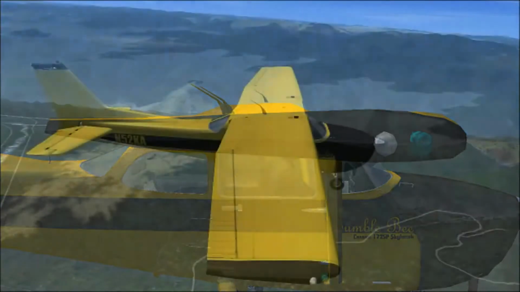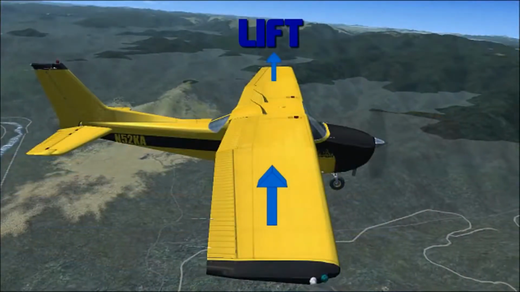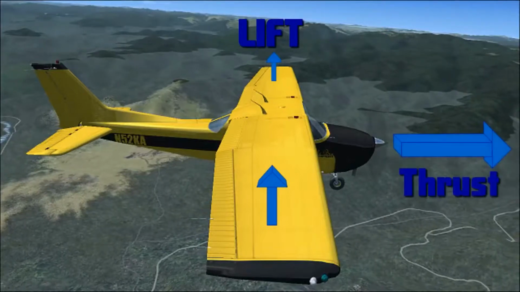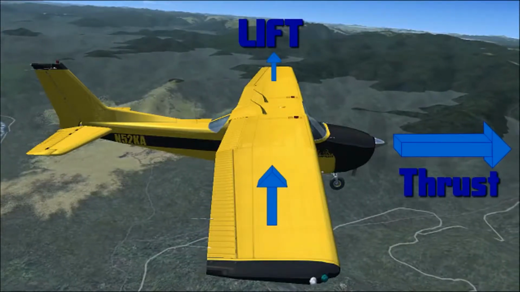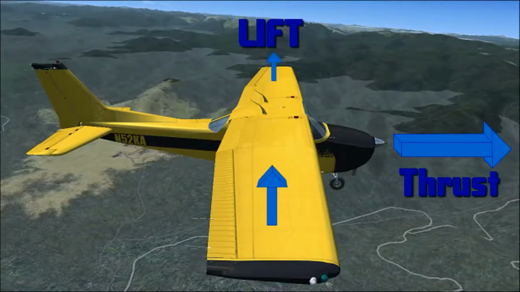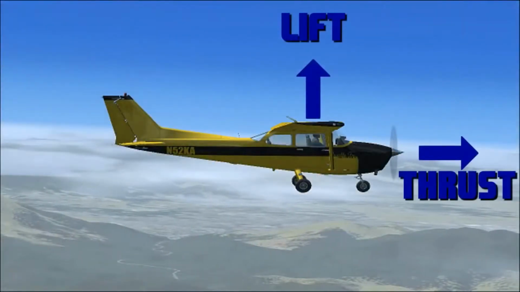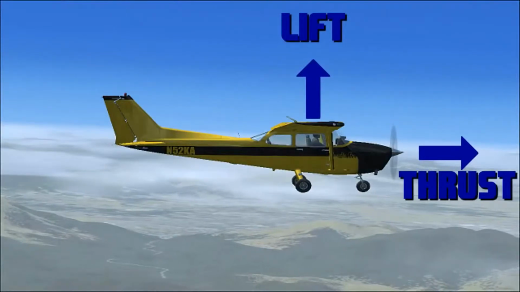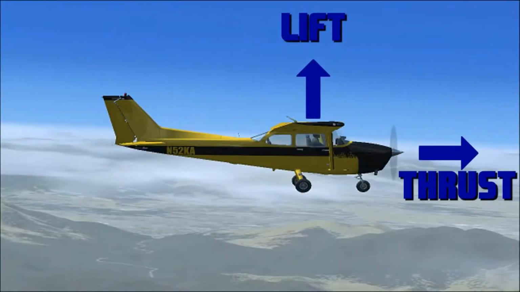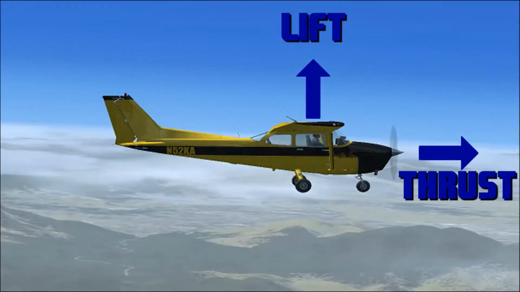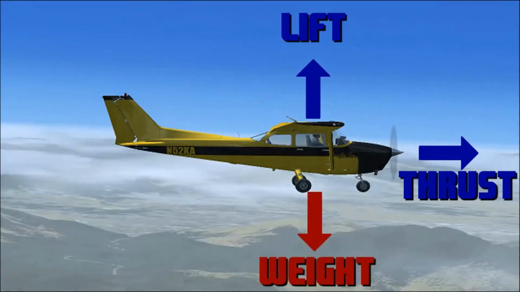So while the wings are creating the force of lift, which is pulling the aircraft up, we also have the force of thrust pulling the aircraft forward. This is created by the propeller. So you can say that lift and thrust are 2 forces helping the airplane fly. Now let's look at the other side of that, the 2 forces that counteract these 2. Those forces would be weight and drag. First we'll look at weight.